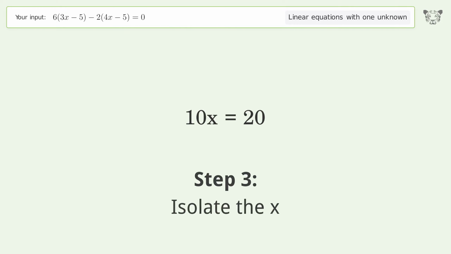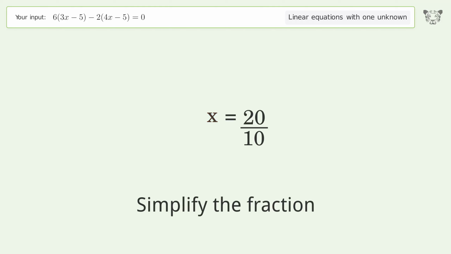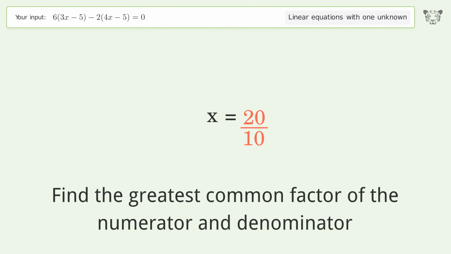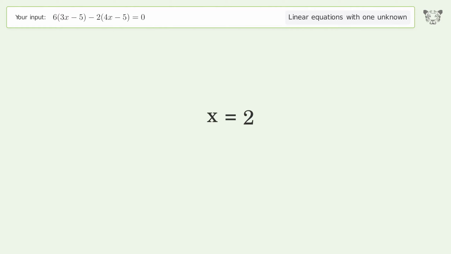Isolate the x. Divide both sides by 10. Simplify the fraction. Find the greatest common factor of the numerator and denominator. Factor out and cancel the greatest common factor. And so the final result is x equals 2.